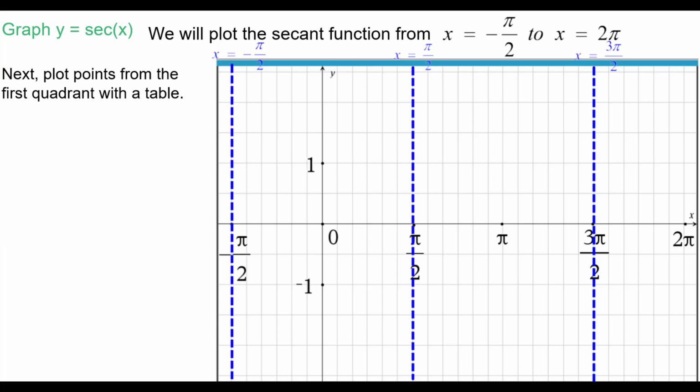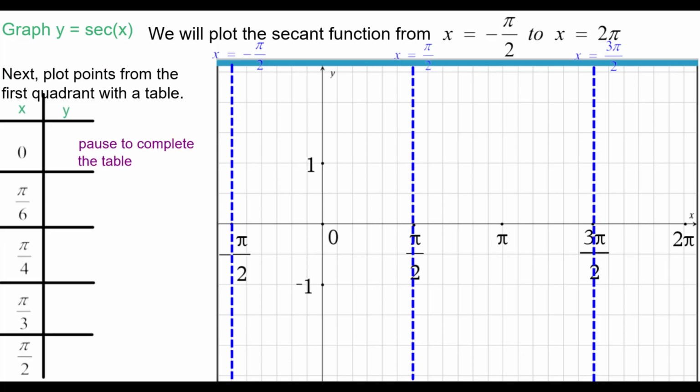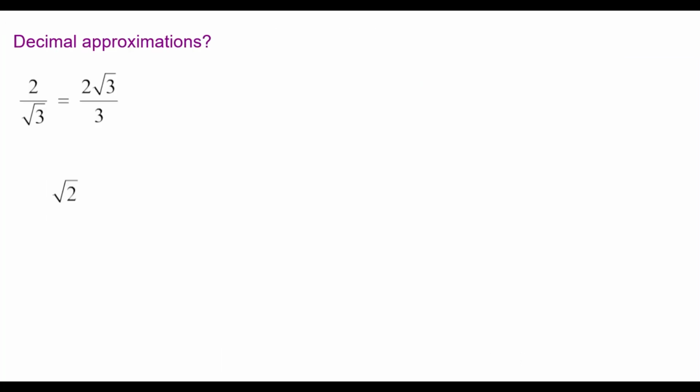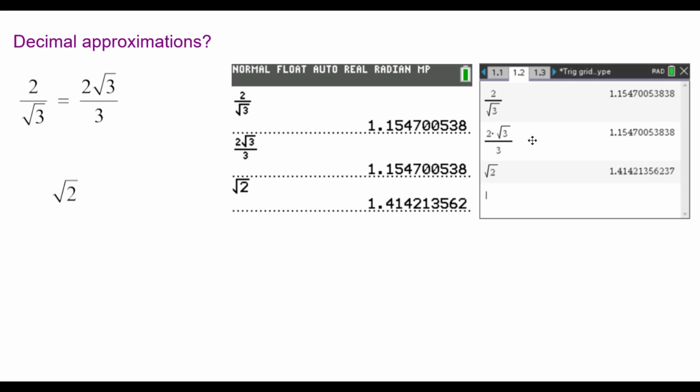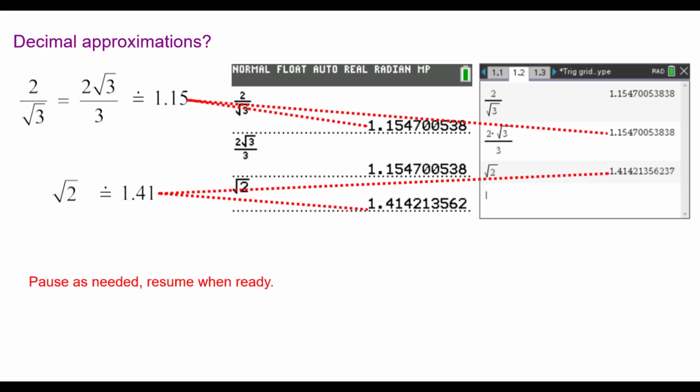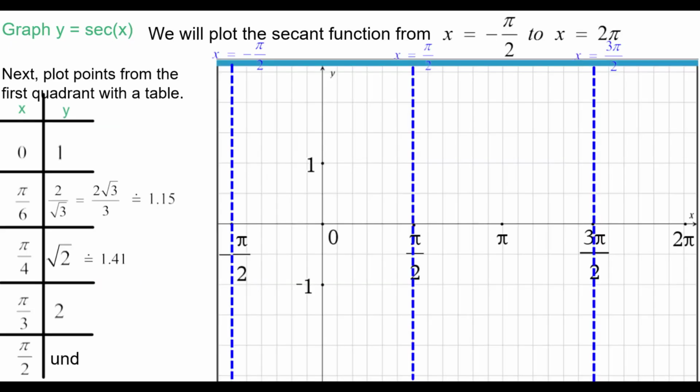Next, we'll plot the points from the first quadrant with a table. Pause to complete the table. And here are the values, and we are going to need some decimal approximations, so I used both an 84 and an Inspire to approximate those. Pause as needed. Resume when you're ready. So I rounded them to 2 decimal places, and we'll go ahead and plot those points.